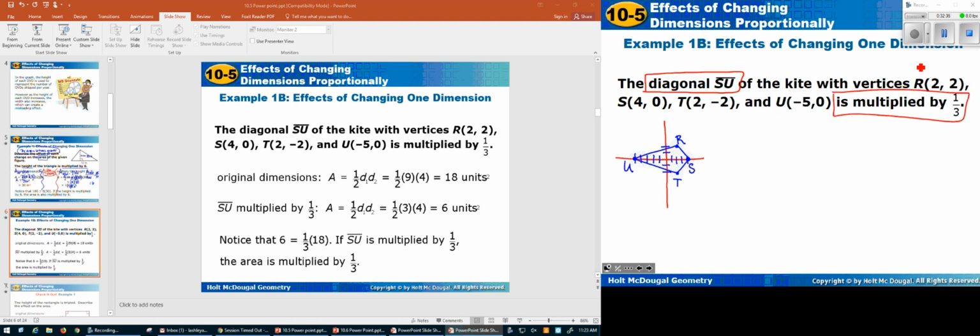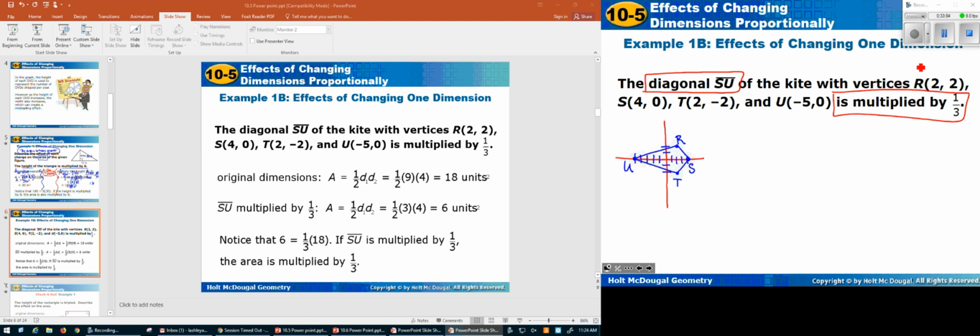Okay, so how many dimensions are we multiplying here? One dimension. How many dimensions did we multiply last time? One. We multiplied just the height by 6, and the area was also multiplied by 6. So if we multiply just one diagonal here by 1/3, what do you think it's going to have on the area? What impact? Okay, it's going to shrink it. It's going to be how many times smaller? 1/3, we think. Let's see.